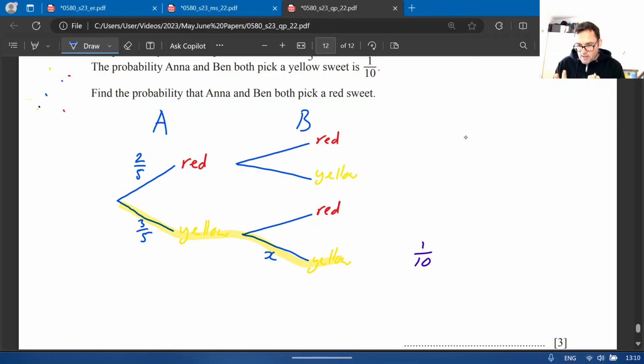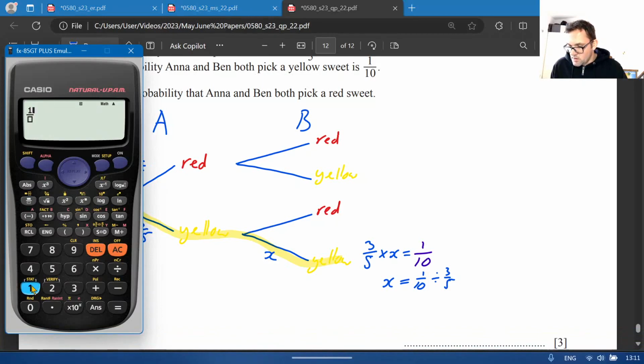Well, when we move along a tree diagram, we need to multiply the probabilities together. So I'm going to call it X. The probability of finding a yellow sweet in bag B will be X. Meaning, to get 1/10, we need to do 3 over 5 times X, which gives us 1/10. Because the one thing and the other thing needs to happen. So if we want to know what X is, we need to do 1/10 divided by 3/5.